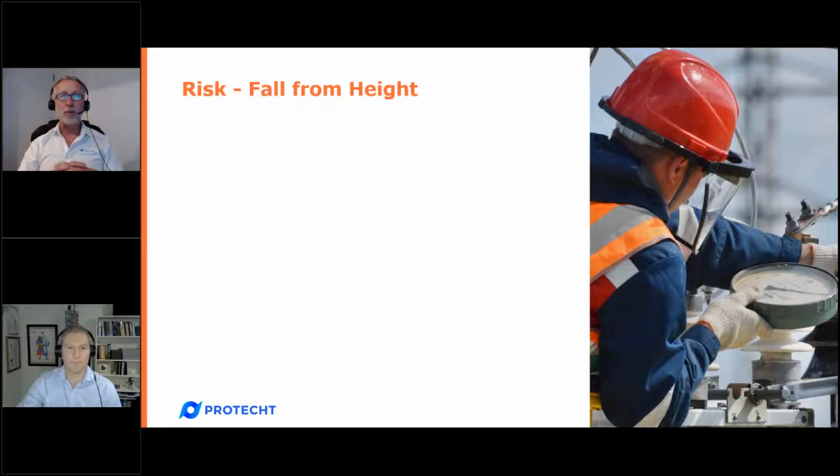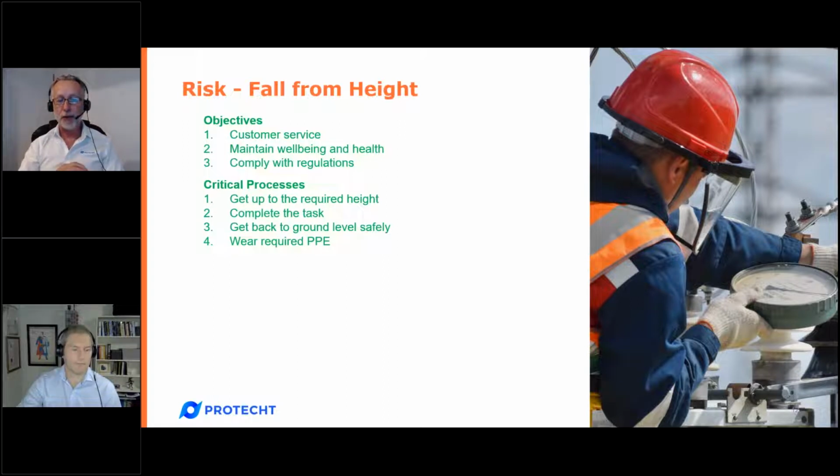Now, in order to understand the building blocks of risk, we must start at the end and ask what are the objectives of the activity. I would put to you they are customer service, maintaining well-being and health, and complying with regulations. On top of that, we know that's the end result of what the person is trying to do. In order to achieve those objectives, they have to do things: critical success factors, critical processes. In this particular activity, the critical things are the following four things. Get up to the required height, complete the task, get back to ground level safely, and wear required PPE. These are our critical processes required to be performed really well so that we achieve our objectives.